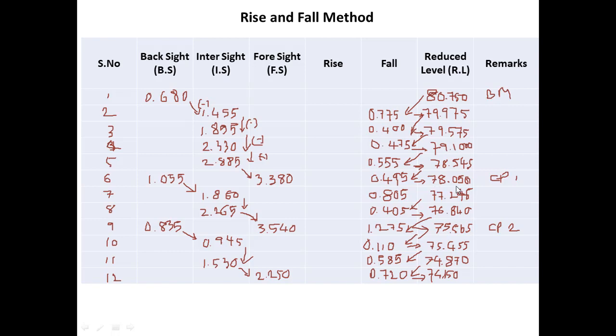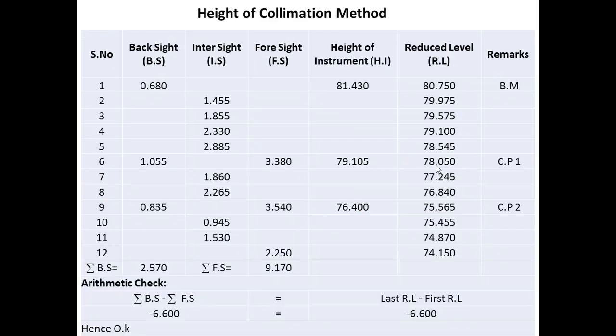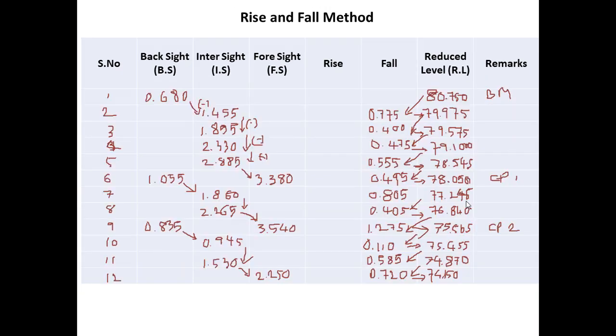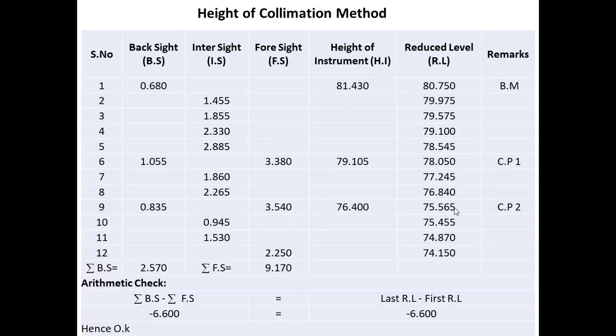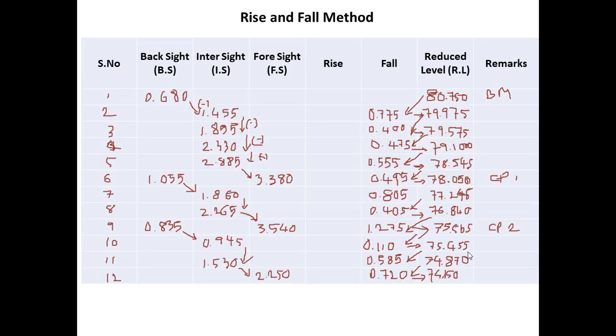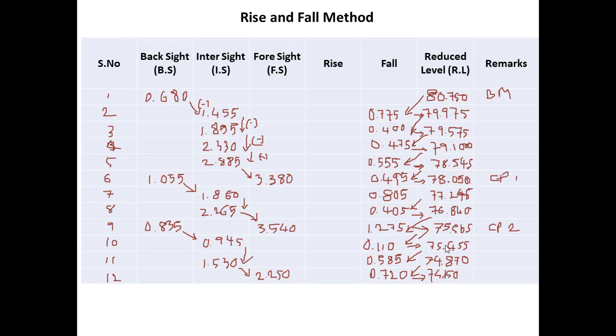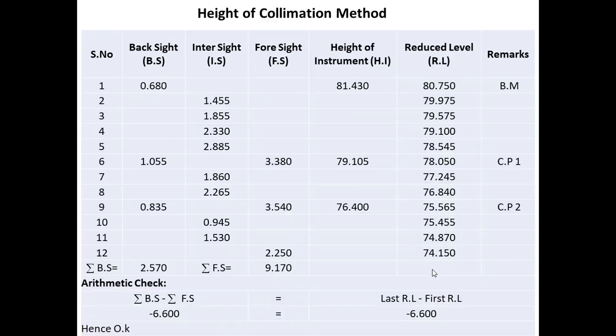Here 78.050, here also. Here 77.245, 77.245. Here 76.840, here 76.840. Here 75.565, here also 75.565. Here 75.455, here also 75.455. Here it is 74.870, here also 74.870. Here it is 74.150 for the last RL, here also the 74.150 last RL value.